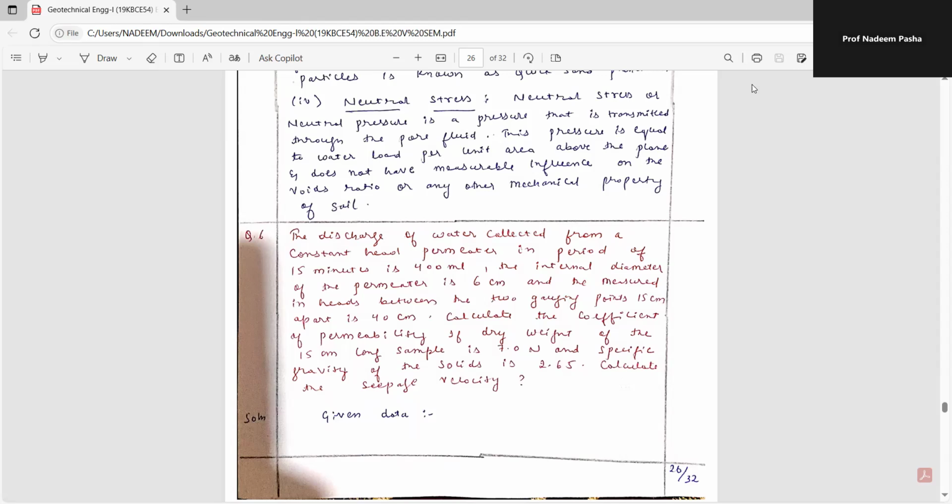The discharge of water collected from a constant head permeameter in a period of 15 minutes is 400 ml. The internal diameter of the permeameter is 6 centimeter and the measured head between two gauging points 15 centimeter apart is 40 centimeter. Calculate the coefficient of permeability. If the dry weight of the 15 centimeter long soil sample is 7 Newton and the specific gravity of the solids is 2.65, calculate the seepage velocity.